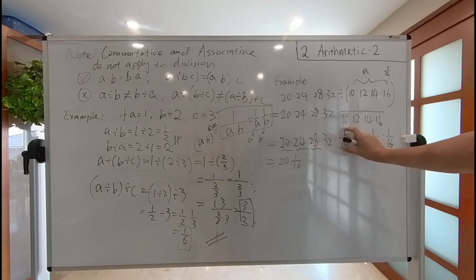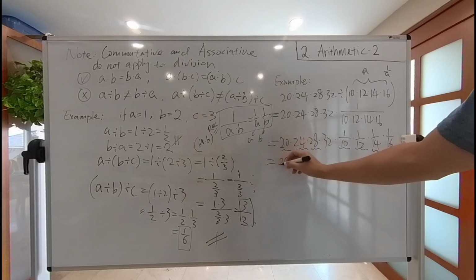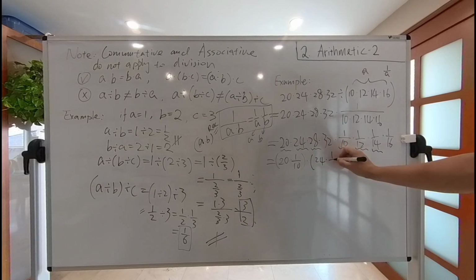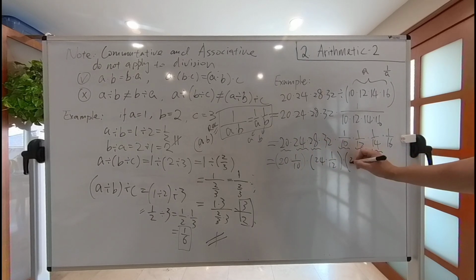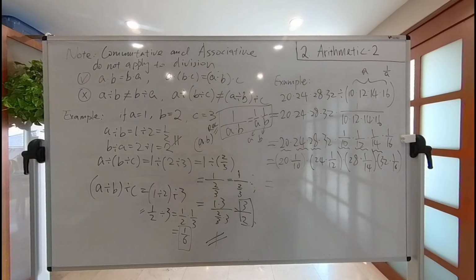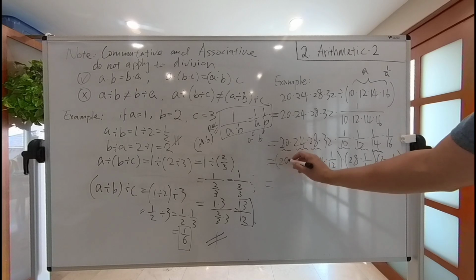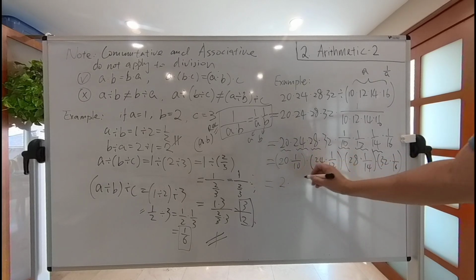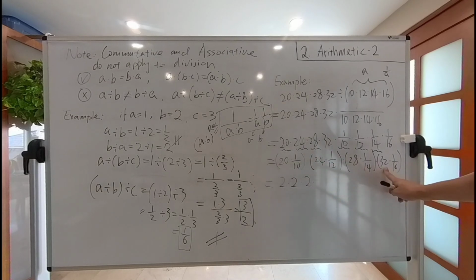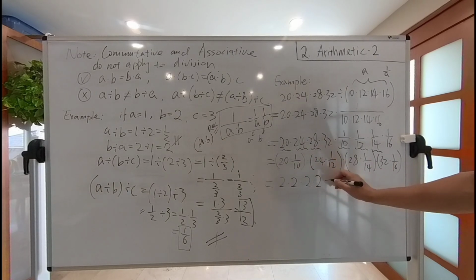So I can move this term together with the number 20, and then I can move 1 over 12 together with 24, 28 with 1 over 14, and 32 with 1 over 16. And then it will give me a much easier expression: this is 2 times 2, 28 divided by 14 is 2, 32 divided by 16 is also 2. So it's 4 times 4, which is 16.